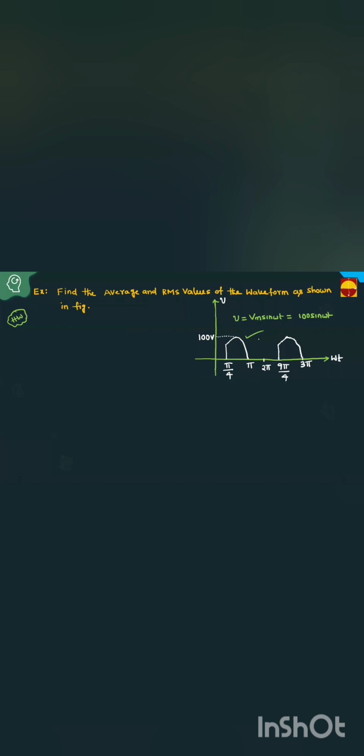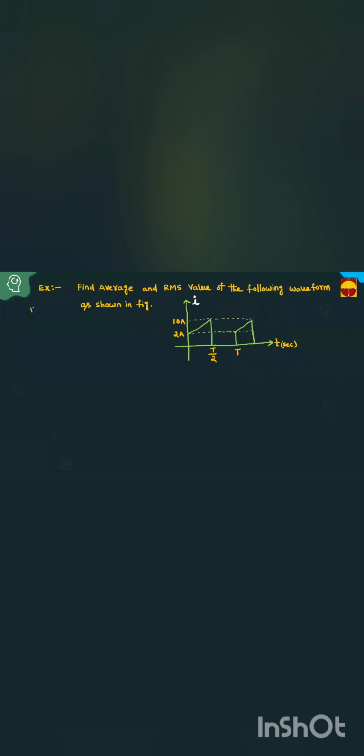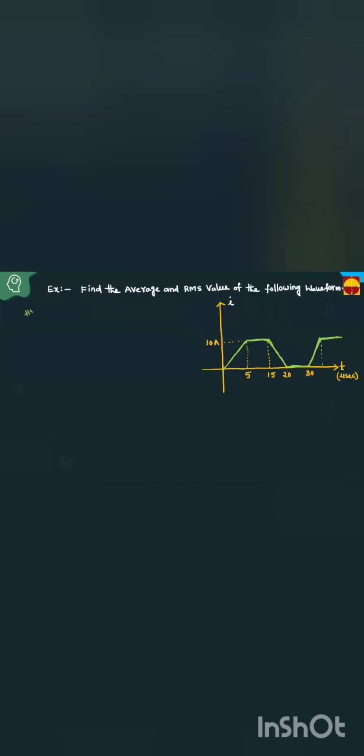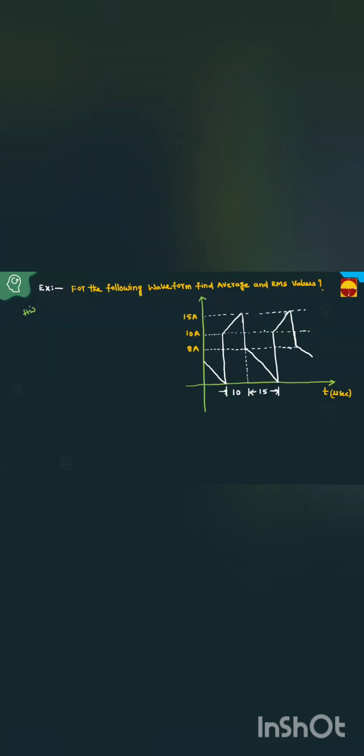If any doubt, you can share your doubt in my Telegram channel. Then I will give the details. But try by your own. For this also you try for homework. Find the average and RMS values of different waves. This also you try for homework. Find average and RMS values.